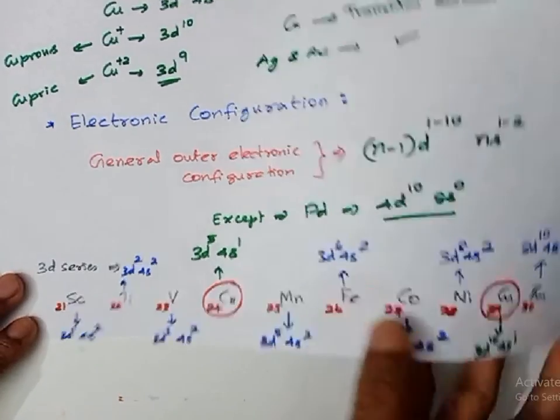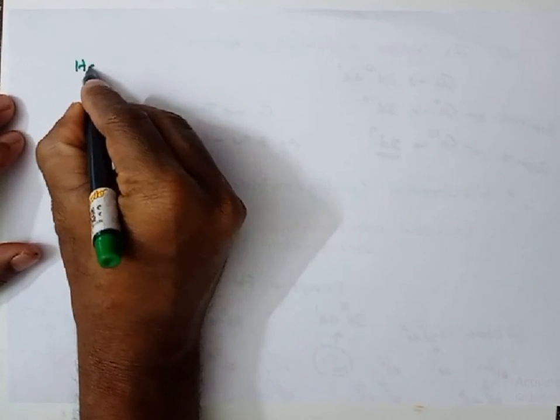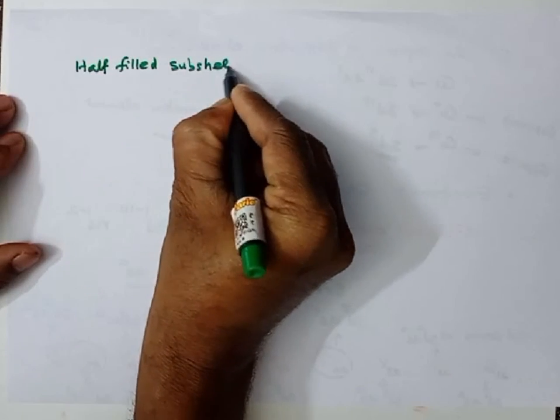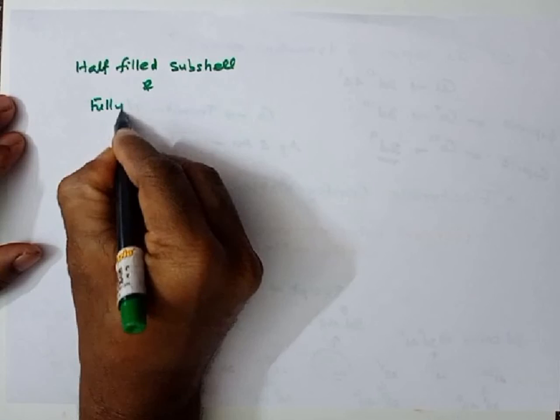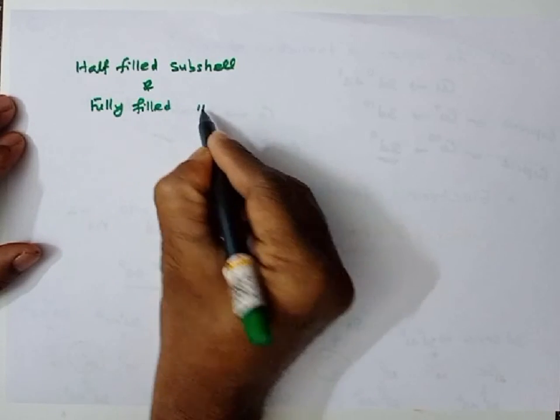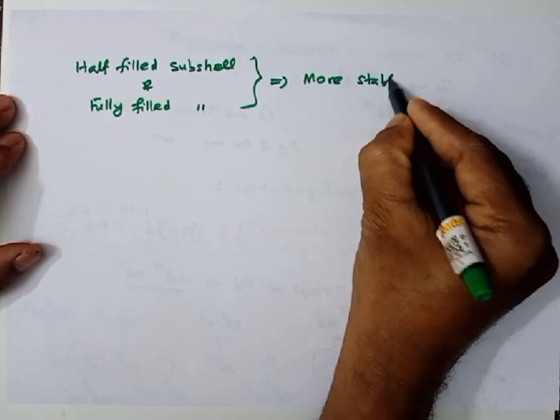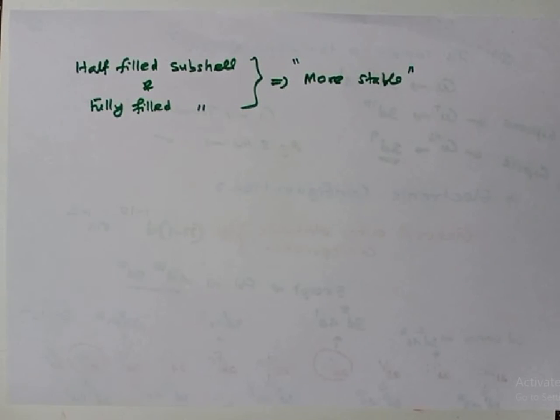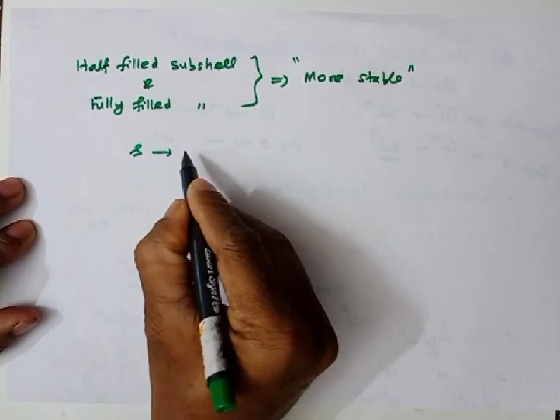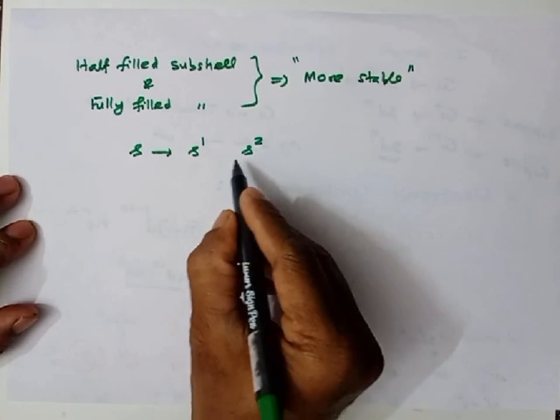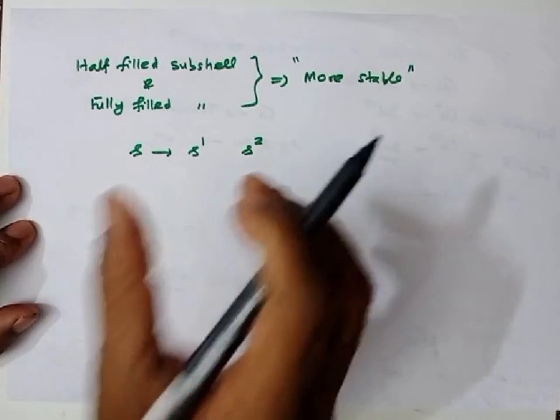Now, with this in mind, half-filled subshells and fully filled subshells are more stable. If the subshell is half filled or fully filled, it is highly stable. For the s subshell, if it has one electron, it is half filled. If the s subshell has 2 electrons, it is fully filled. So both these are stable configurations for the s subshell.